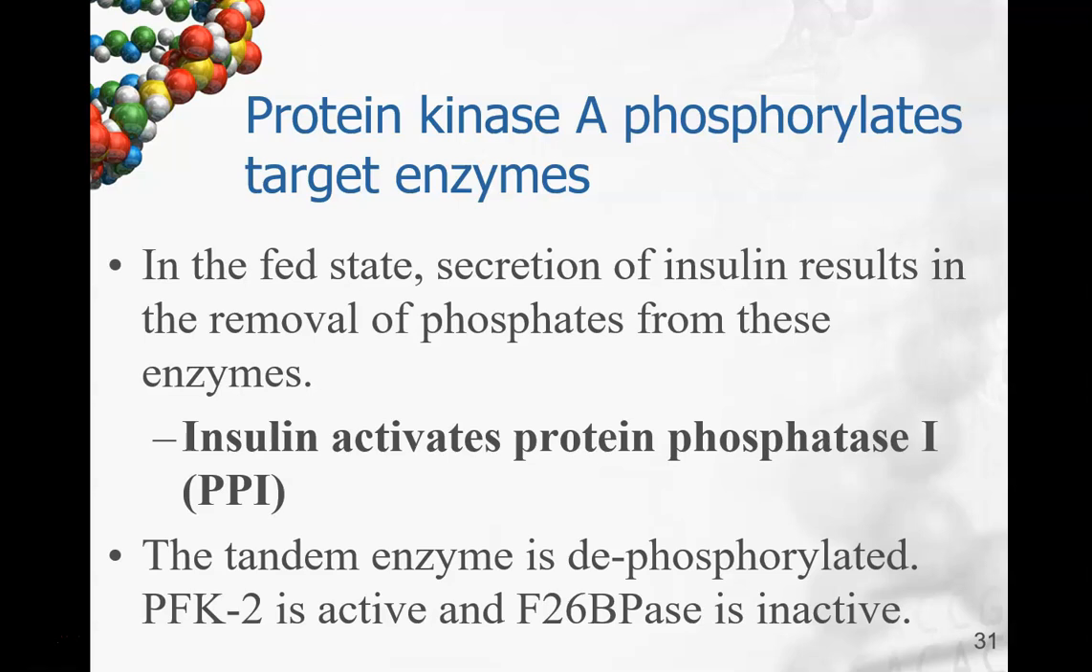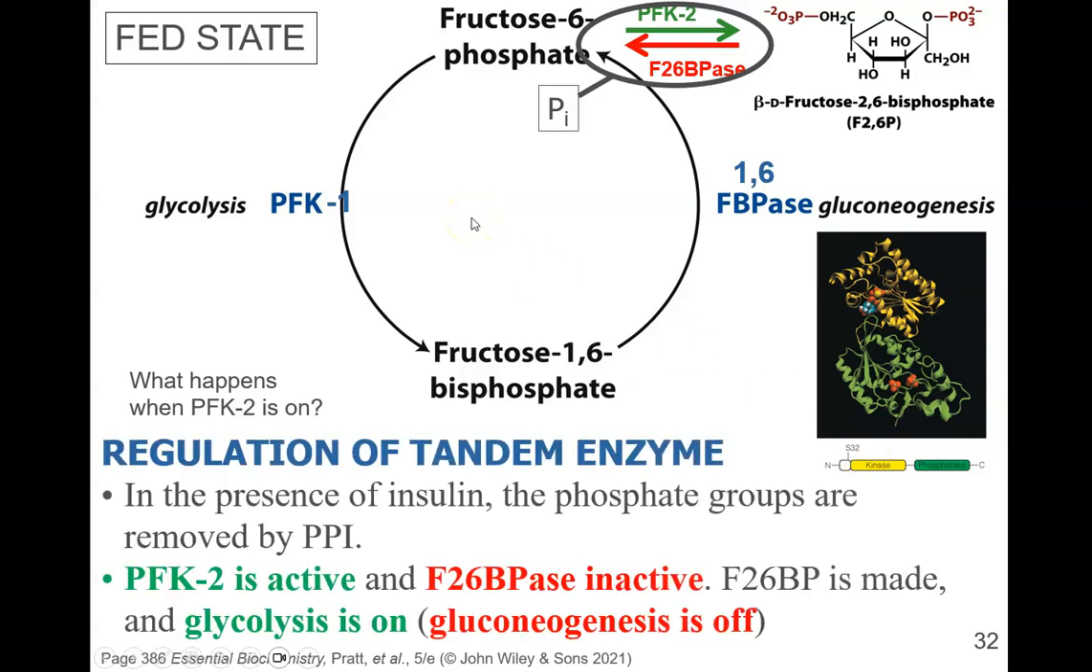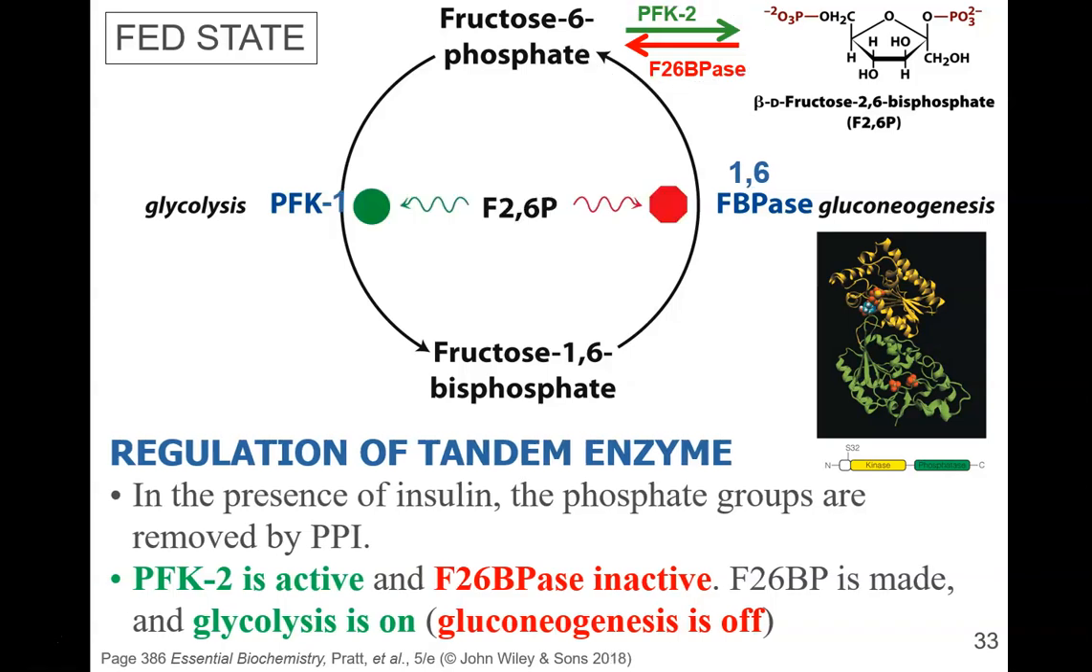Insulin activates protein phosphatase 1. Protein phosphatase 1 will take the phosphates off. So this is what happens. This serine right here, with the serine number 32 right here, I'm going to take off the phosphate. There we go. I took off the phosphate.